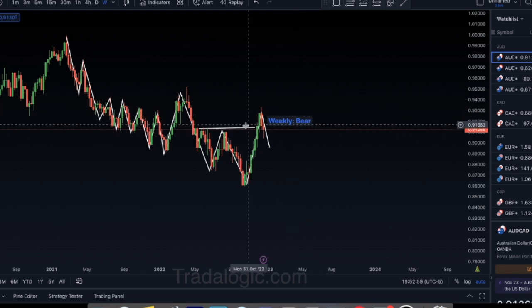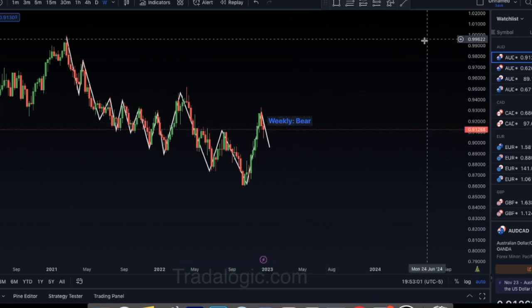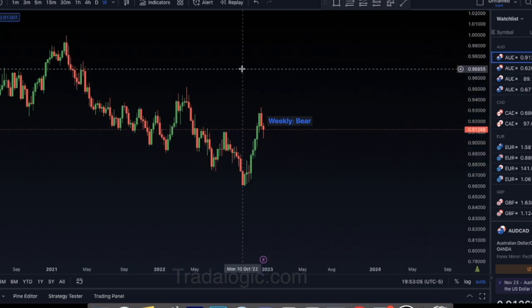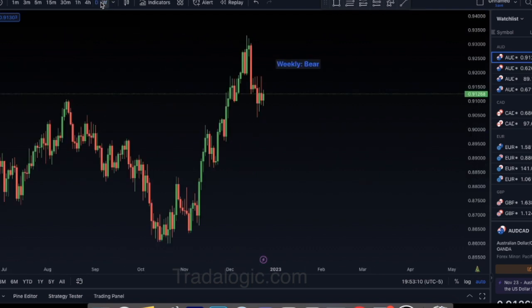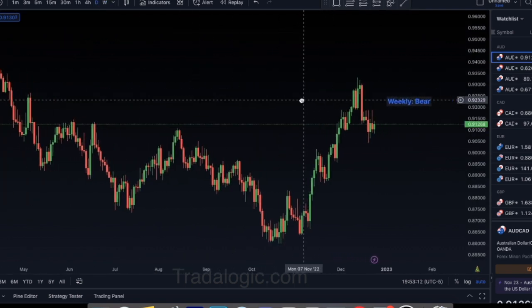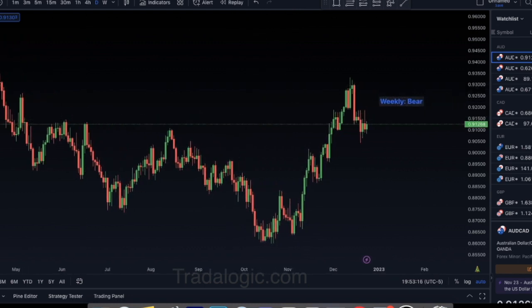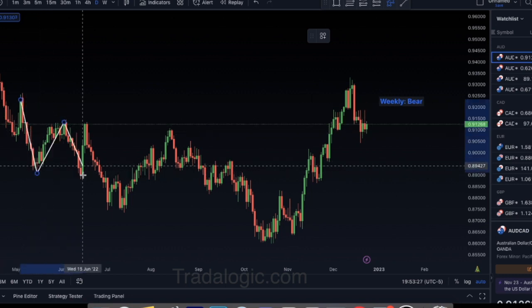After that, we're gonna go to the daily time frame, and we're gonna have to identify the trend over there too. On the daily time frame, I can just tell the trend is bullish. We just had a shift of structure on the daily time frame. I can show you right now.